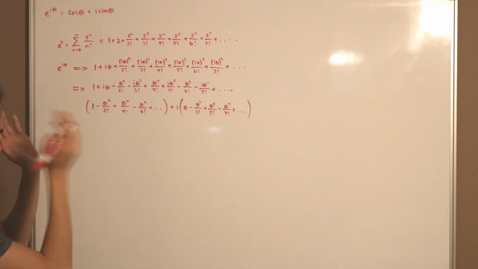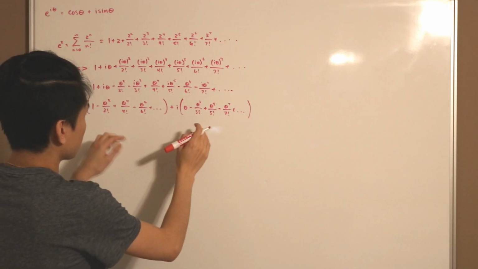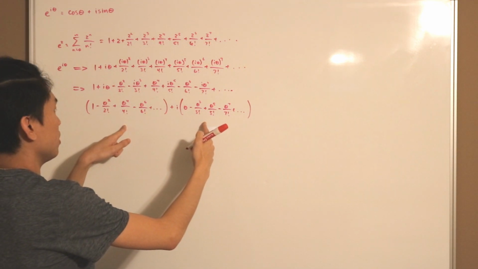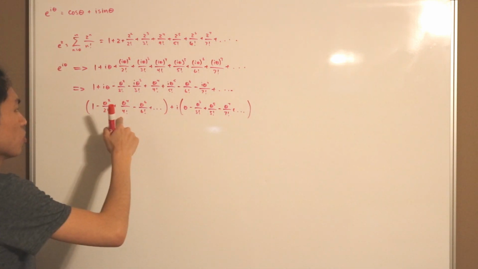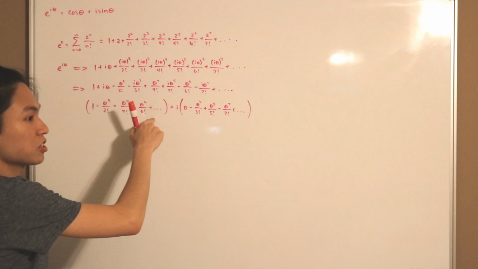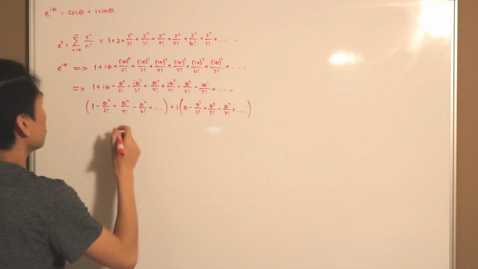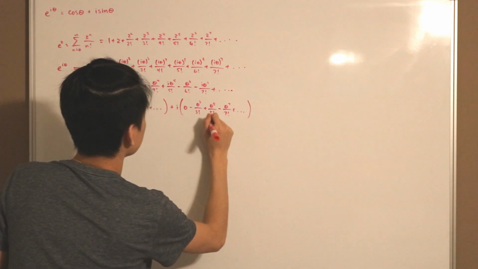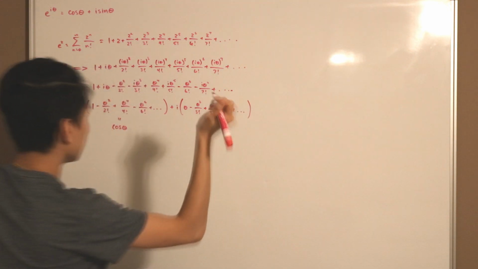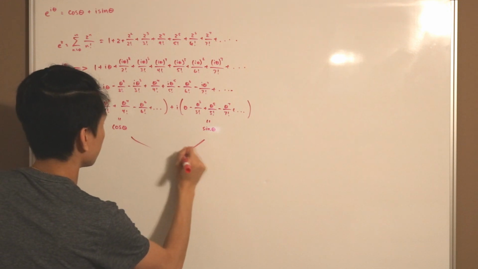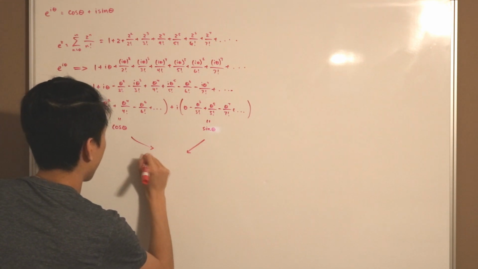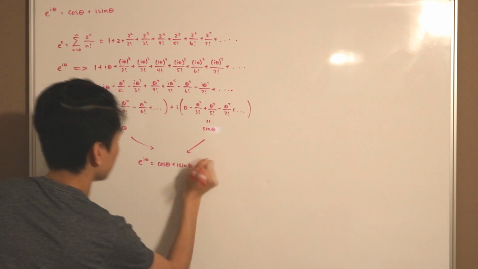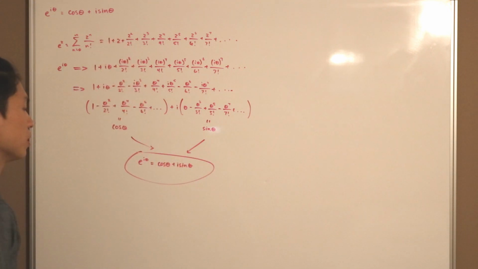So take a closer look and make an observation on these two. What do you think this could mean? This piece, the real part in particular, is actually the Taylor expansion for the function cosine theta, and over here is actually the Taylor expansion of sine theta. So now we can come to the conclusion that e to the i theta is equal to cosine theta plus i sine theta. And that's how we get the formula.